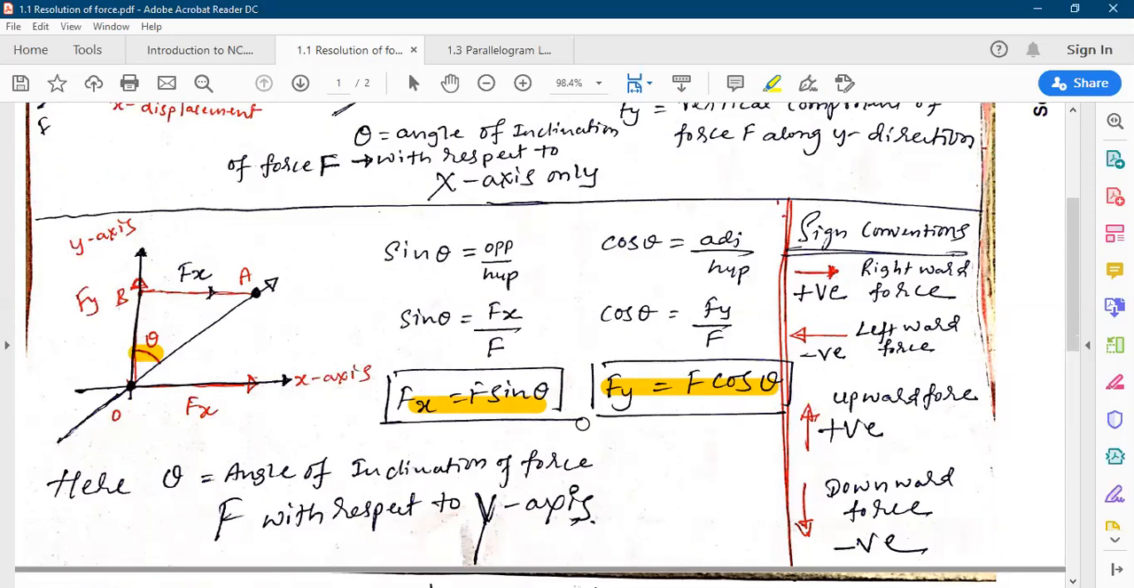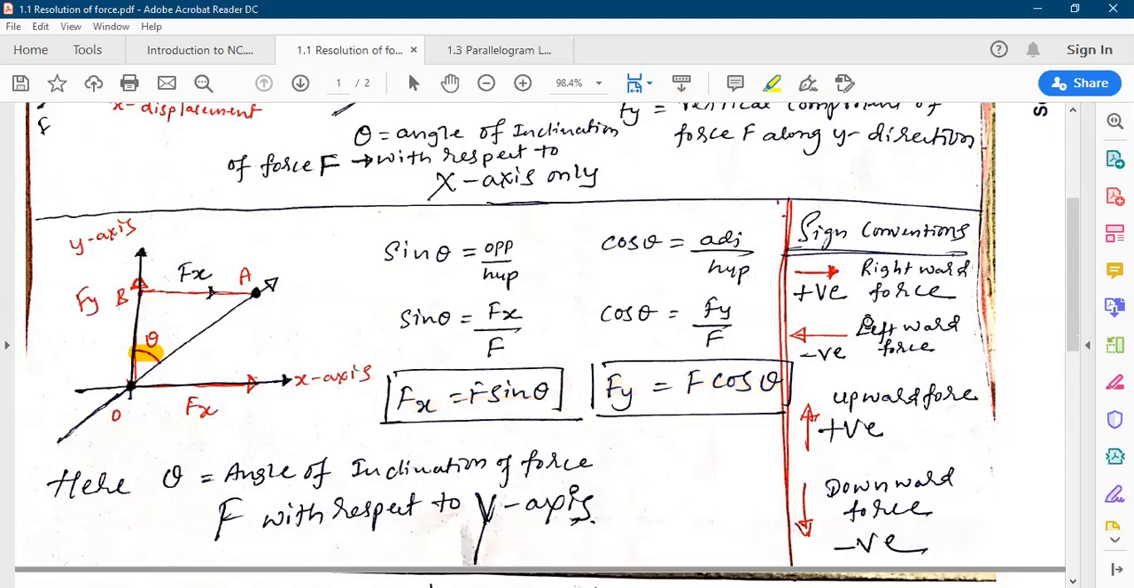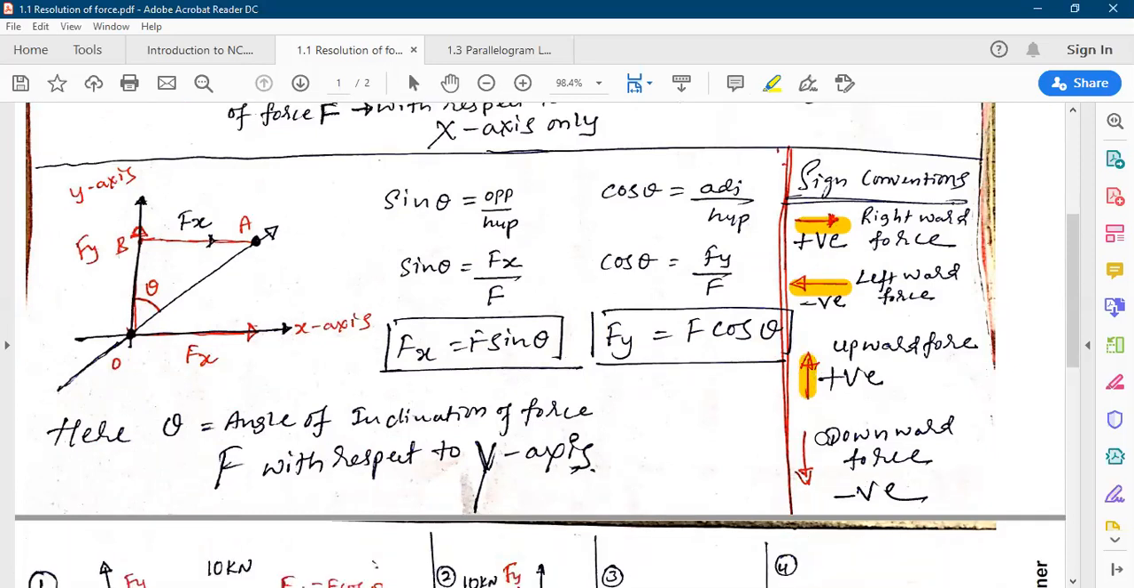One more thing we have to discuss here is sign conventions, right? When the forces are resolved, their components may be acting either rightwards or leftwards, or in the upwards or downward directions. So we can make some sign conventions here. If the force is acting rightwards, it will be taken as positive, and if the force is acting leftwards, it will be taken as negative. Similarly, if the force is acting upwards, it will be taken as positive, and if the force is acting downwards, it will be taken as negative.